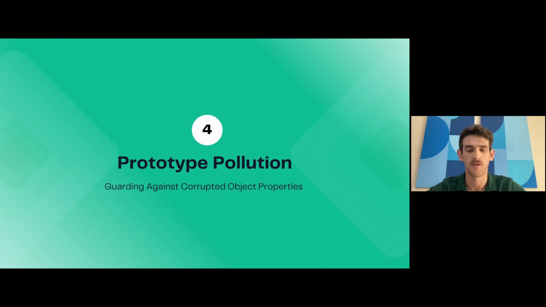So the fourth type of vulnerability I want to go into is prototype pollution. And this is something peculiar or special with JavaScript, to the way objects are built.